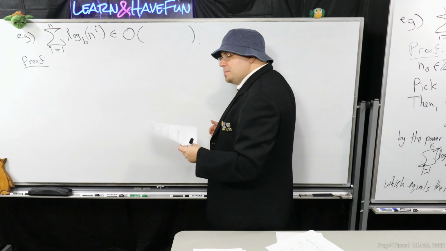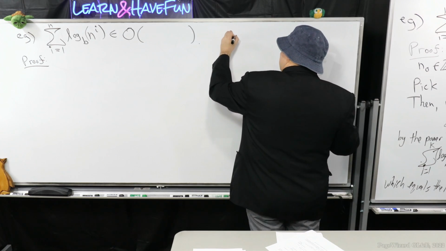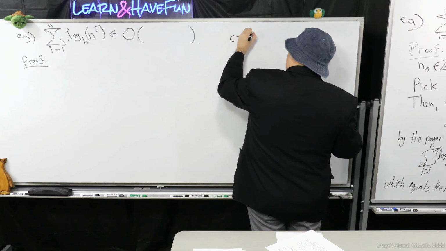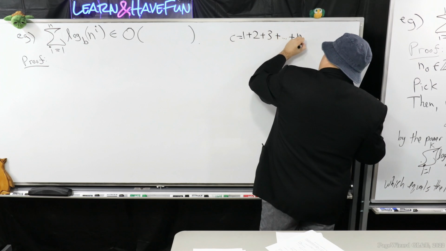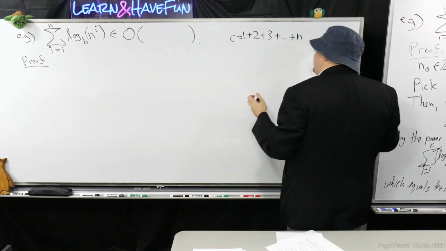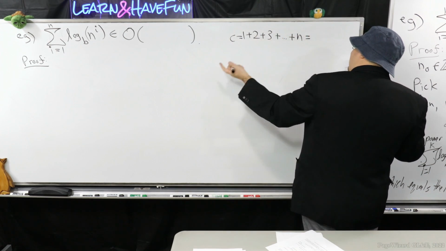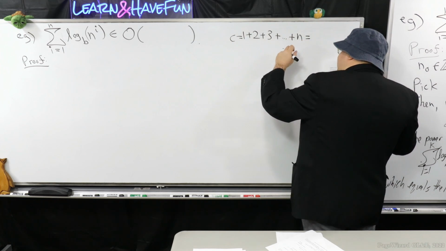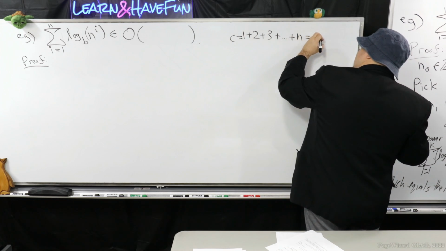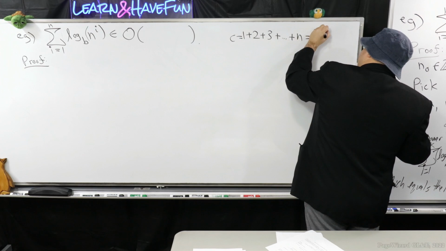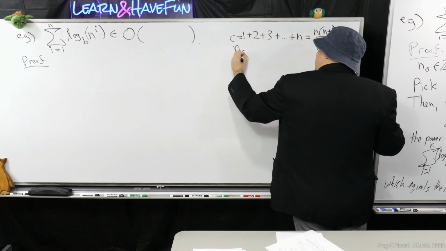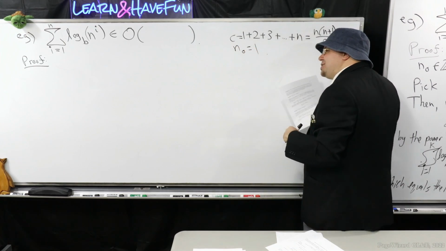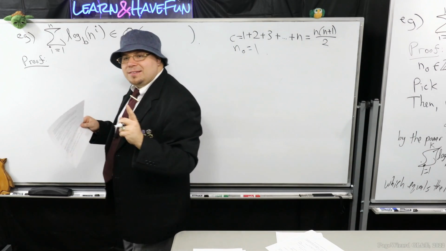I would pick the sum, right? So in this case, I would pick c equal to 1 plus 2 plus 3 plus all the way up to n, right? That's what we did last time, which, based on the fact it's a finite arithmetic series, should equal n times n plus 1 over 2. And we should be able to pick n0 equal to 1. Are there any issues with these selections of these two constants?